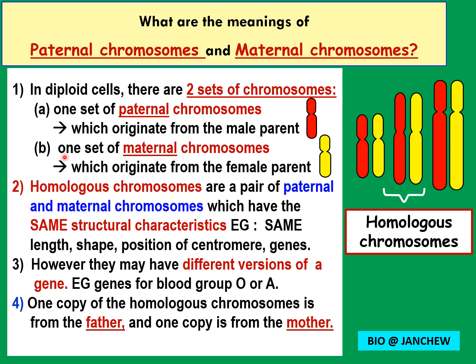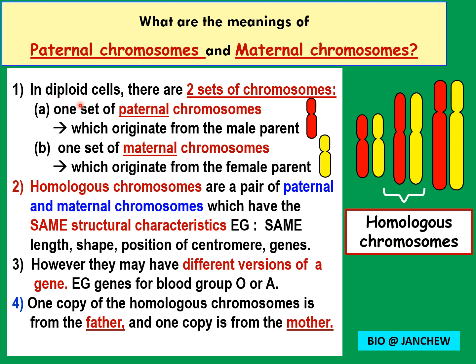Now, the next term that we need to be able to define or explain are paternal chromosomes and maternal chromosomes. So let's say you're asked to discuss or explain about these 2 chromosomes. So you can talk about diploid cells. Here, let's have a look.